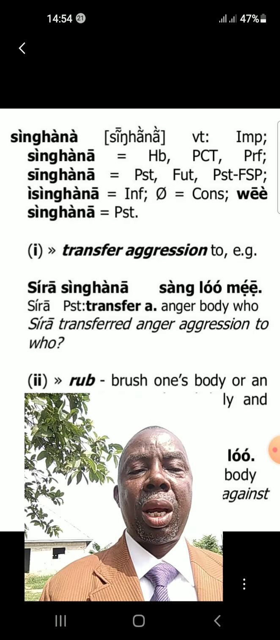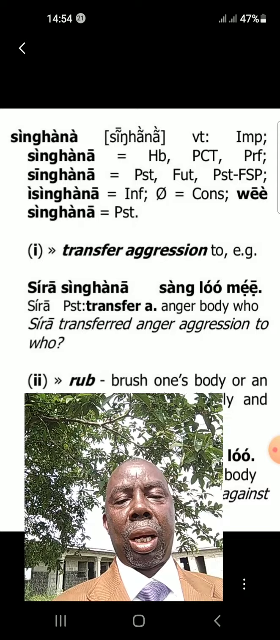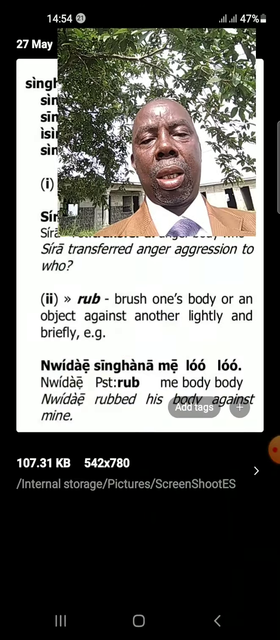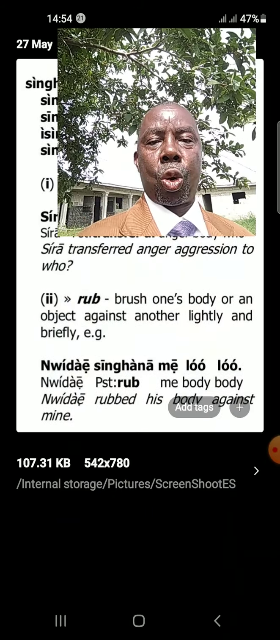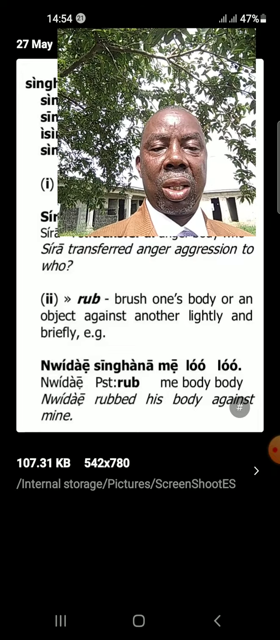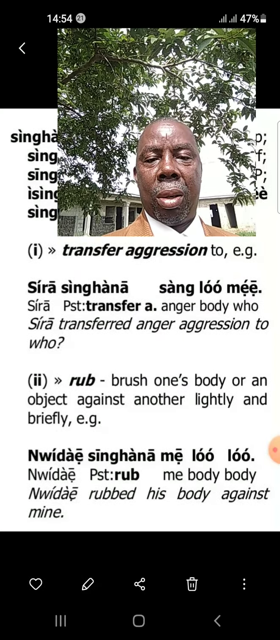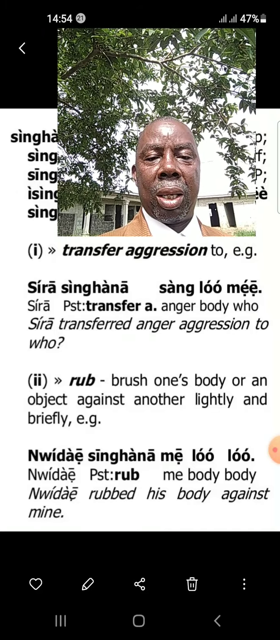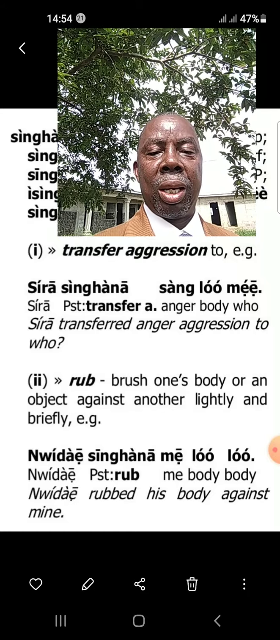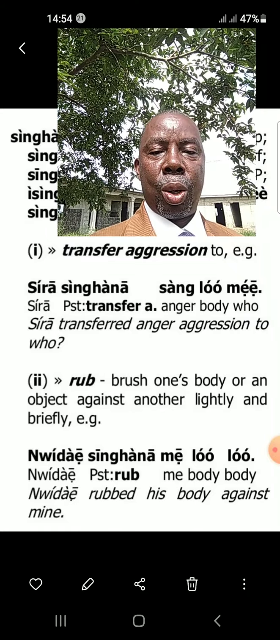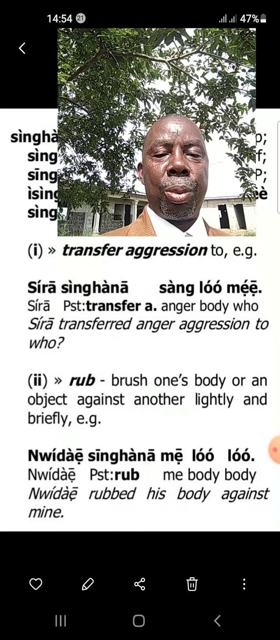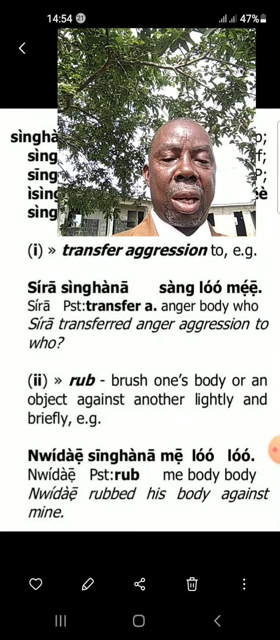All right. So now here we go again to look at the second meaning of the word singana. The second meaning being rob. And then you are able to make such sentences as: we die singana me lo lo. We die robbed his body against.